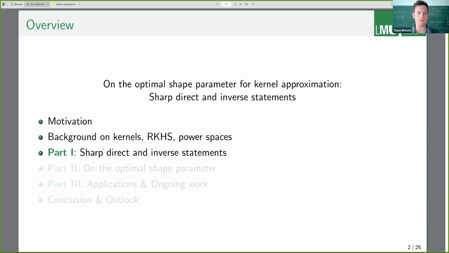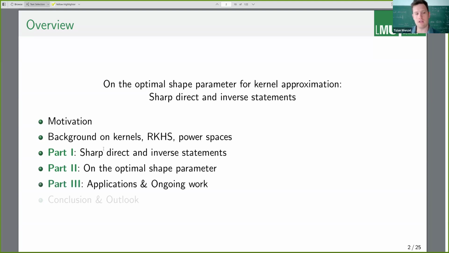Then the first part will be on the sharp, direct, and inverse statements. This is really the backbone of the theory. In the second part, we will come to the discussion of the optimal shape parameter, and how this framework is applicable to this discussion. Then in the third part, we will see some applications and also some ongoing work. We will finish with a conclusion and some outlook.